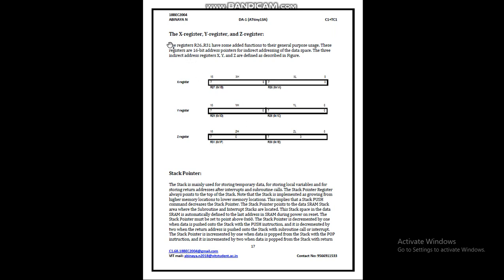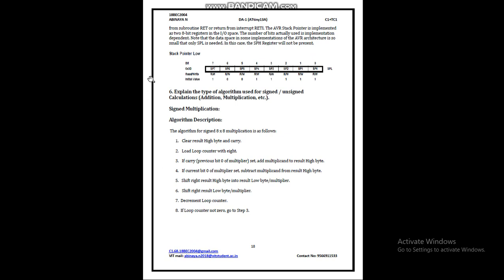We can also see we have three kinds of register: the X register, Y register, and Z register. And this is the basic representation of it. Coming to the stack pointer, the stack is mainly used for storing temporary data, for storing local variables, and for storing return addresses after interrupts and subroutine calls. The stack pointer register always points to the top of the stack. An important point to note is that the stack is implemented as going from higher memory locations to lower memory locations. This is a representation of the stack pointer, you can see.